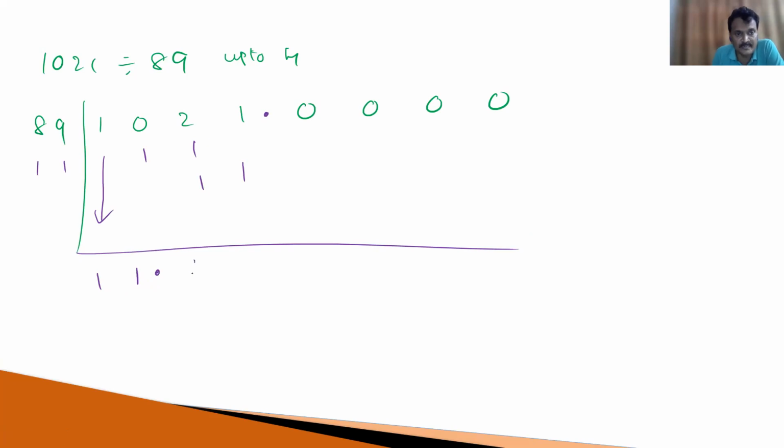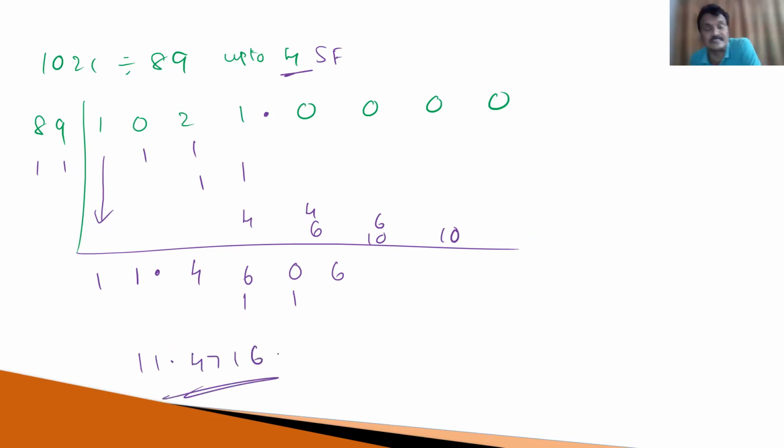Now 2 plus 1 plus 1 is equal to 4. 4 into 1 is 4, 4 into 1 is 4. Now, what is the answer? This is equal to 6, right? Now 6 into 1 is 6, 6 into 1 is 6. 4 plus 6 is equal to 10. Now 10 into 1 is 10, 10 into 1 is 10. 6 plus 10 is 16, so 6 and 1. That's enough. Why? Because we require up to 4 significant figures. So what is the answer? 11.4716, which is the required answer.